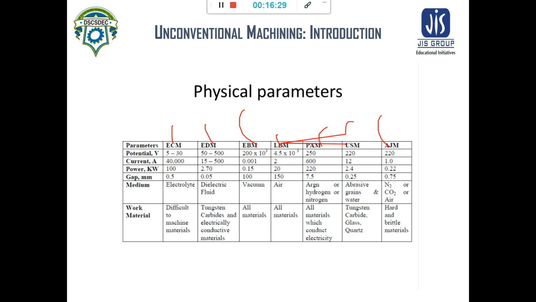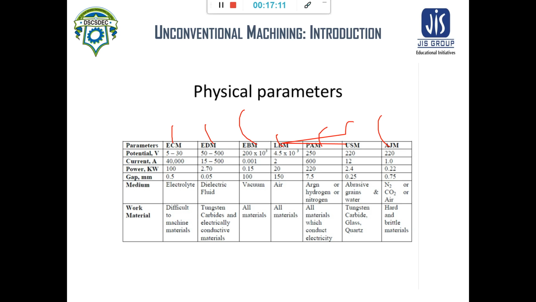So next is current. For electrochemical machining, a high current operation, 40,000 ampere current is required. For EDM, 15 to 500 ampere current will be required. For EBM the current requirement is very low, that is 0.001 ampere. For LBM it's 2 ampere. For plasma arc machining it's 600 ampere, for ultrasonic machining it's 12 ampere, and abrasive jet machining is 1 ampere. The details of these machining processes will be discussed in later lectures.